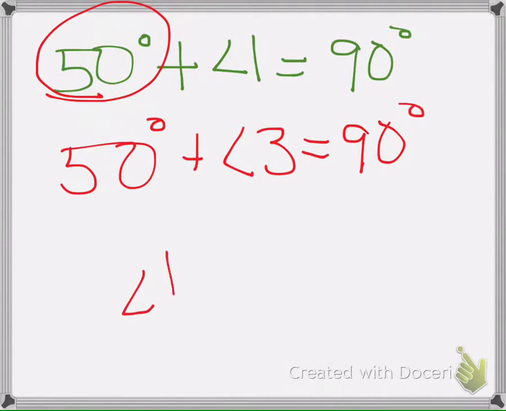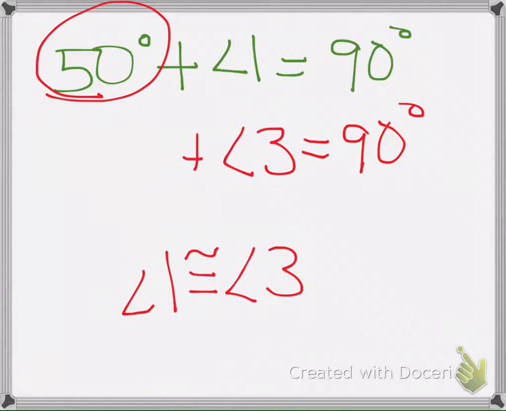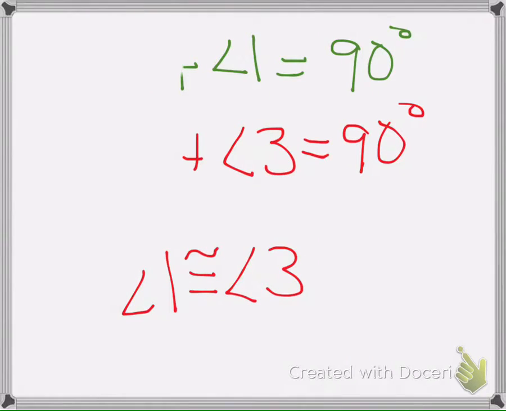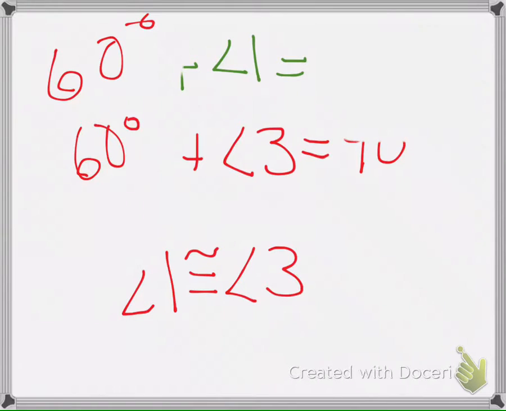Okay, so angle 1 would have to be congruent to angle 3. Now, that doesn't just work for 50. If it was a 60 degree and a 60 degree, now what's angle 1 and angle 3? 30, but they're still equal to each other, right? So they're just saying if they both add with the same number to make 90, they've got to be the same. And it works for 180 too, right?